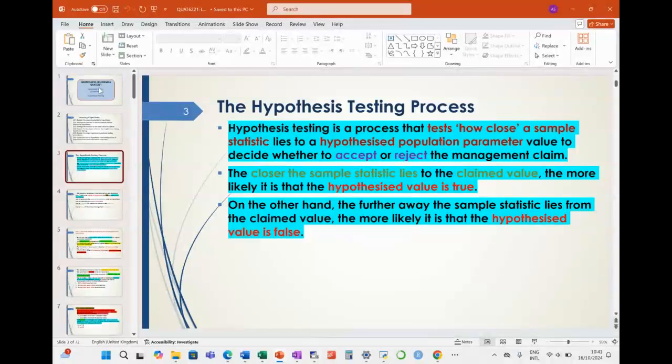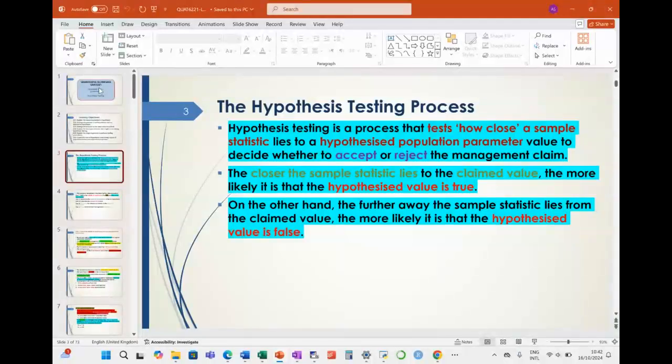Hypothesis testing is a process that tests how close a sample statistic lies to the hypothesized population parameter, the assumed population parameter or the real population parameter value, to decide whether to accept or reject the management claim. Here they like to say management claim, but ultimately it's not always a management claim. It can be any claim.